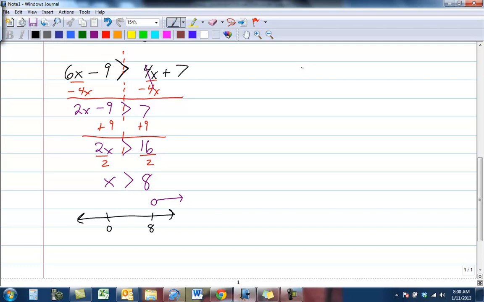All right, hey, let's do the exact same problem again. 6x minus 9 is greater than 4x plus 7. But this time, on the first time that we did this, we moved the 4x. This time, let's move the 6x. There's nothing to do on either side. Let's move the 6x to the left side instead this time. Let's see how this changes things.